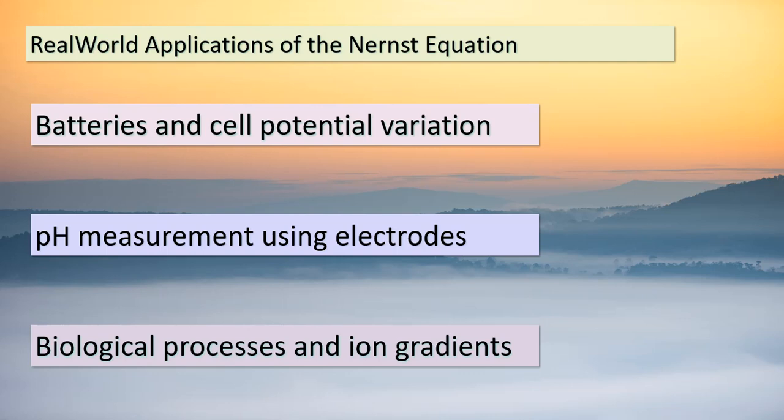This insight is crucial for optimizing battery performance and predicting its behavior. Moving on, did you know that the Nernst equation plays a pivotal role in pH measurement using electrodes? Electrodes in solutions of different pH levels experience potential changes, and this phenomenon can be quantified using the equation. But the excitement doesn't stop there. In the realm of biology, the Nernst equation comes into play in understanding processes like nerve impulses and ion gradients across cell membranes. These gradients are vital for various physiological functions. So, as you can see, this equation isn't just a theoretical concept. It's a tool that guides us through a world of practical applications. Let's continue our exploration.